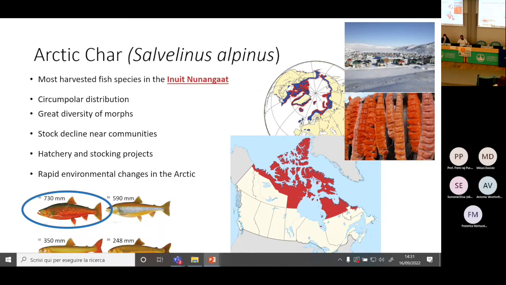It is the most harvested fish species in the Inuit Nunangat, which is this big territory in red that you see, which is mostly inhabited by really small Inuit communities. We're talking fly-in only communities, so no road network. So they are very isolated and very dependent on hunting and fishing because the groceries are so expensive. Arctic char is a species we find all around the globe, all around the pole, actually.